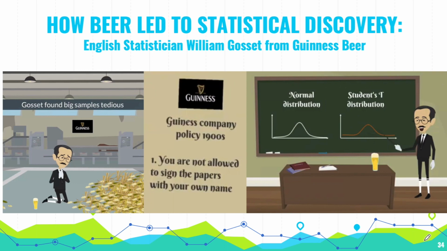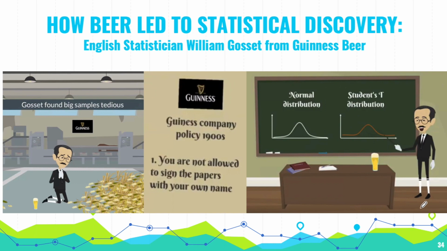And it's true, beer led to a statistical discovery. English statistician William Gossett from Guinness Beer is the one that developed the students' T distribution. So I'm going to link a video up here that I definitely want you to watch. But here's the key takeaways. William Gossett used to work for Guinness, as in Guinness Beer, and he found using big samples tedious when he needed to use the normal distribution. At Guinness, you couldn't publish any academic papers under your own personal name, so he signed papers just as student. So the T distribution came to be known as the student's T distribution.